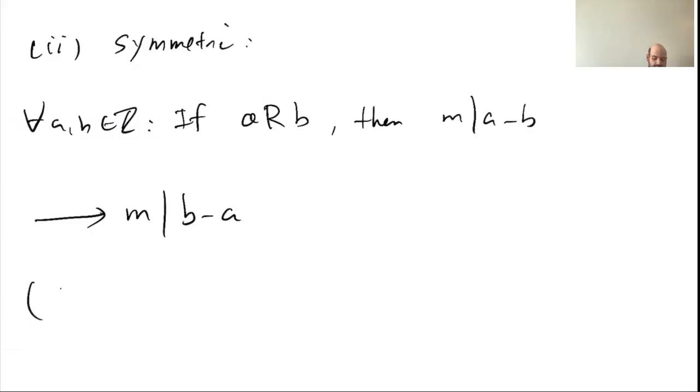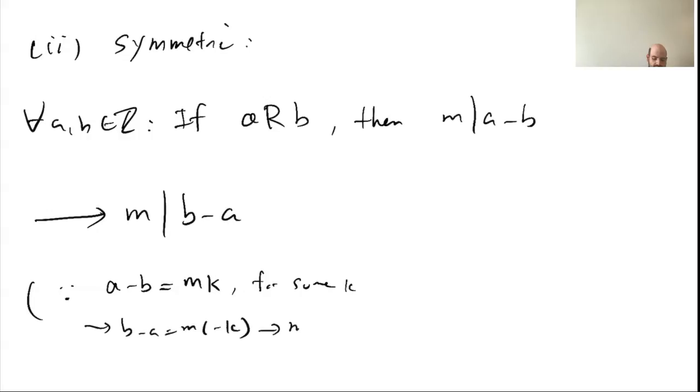Is this obvious? Because if M divides A minus B, I can say A minus B is equal to, let's say, M K for some K. And therefore, this means B minus A is equal to M times minus K, right? And therefore, M divides B minus A.